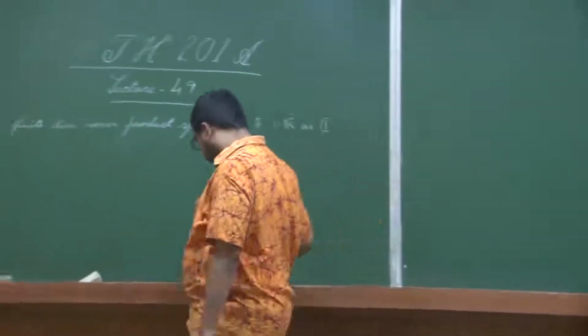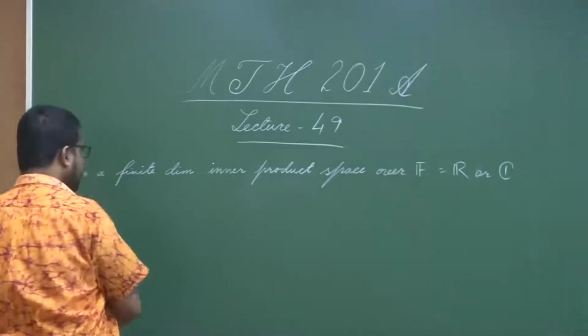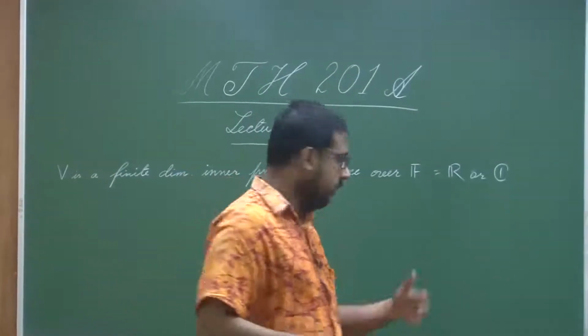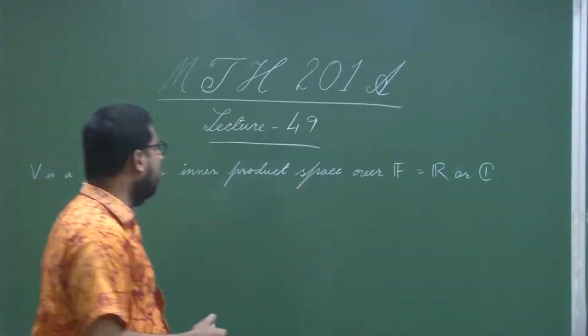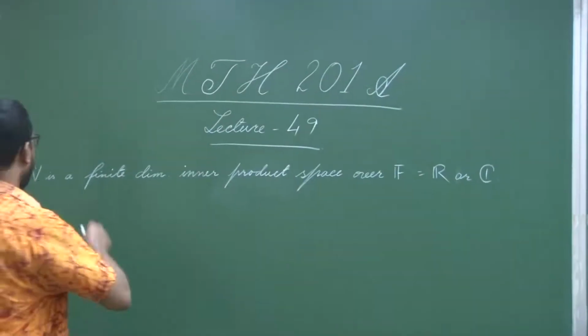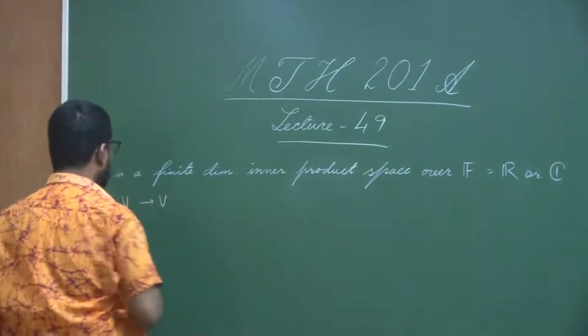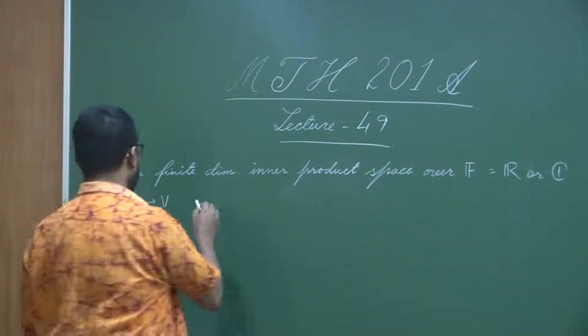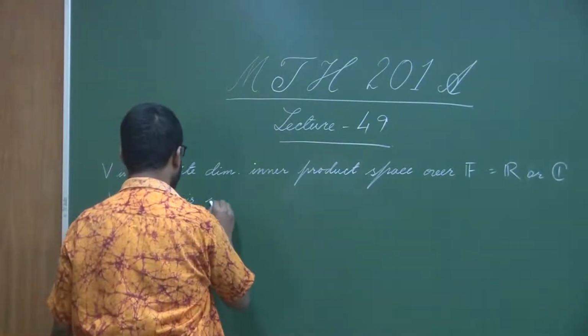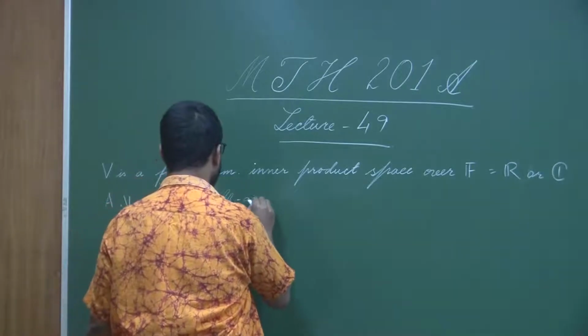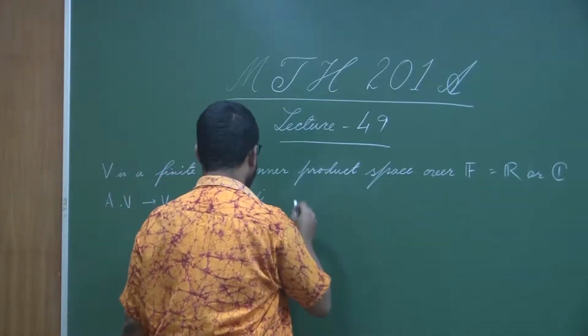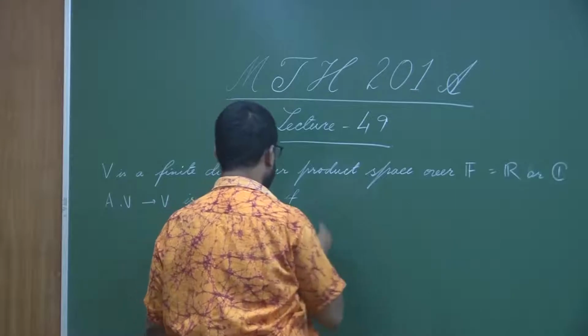This is lecture number 49 of this course. We begin this lecture as usual with an inner product space V over R or C. Recall that on such an inner product space a linear map A is said to be self adjoint if one has the following.